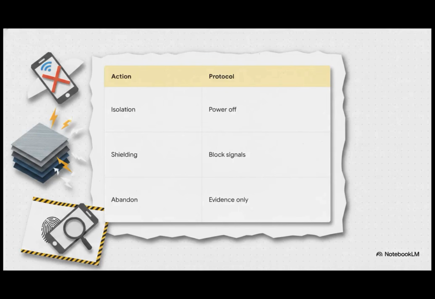Because there is no fix, the report outlines incredibly strict terminal survival protocols. Action 1 is immediate isolation. You have to enable airplane mode and power off the device immediately to sever that command and control connection. Action 2 is Faraday shielding. You must store the device in a way that blocks all incoming and outgoing signals. And Action 3 is physical abandonment. You have to treat the hardware solely as forensic evidence from that point on. It can never ever be trusted for personal use or communication again.